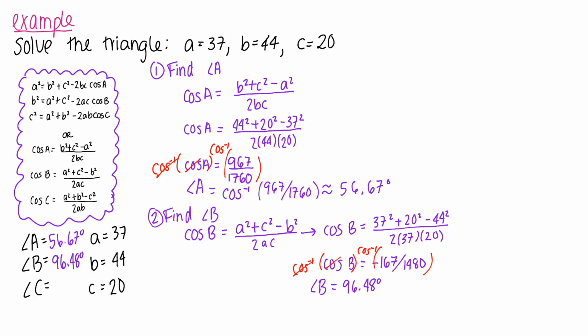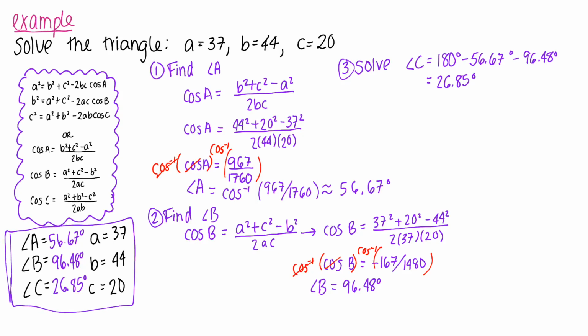So the last thing to do is solve for angle C. That's not a big deal because we already have the other two angles. So we just need to do 180 degrees minus the other two angles. So minus 56.67 and minus 96.48. And we get 26.85 degrees. And this right here is our final answer. All right, so this is the final and the real answer.